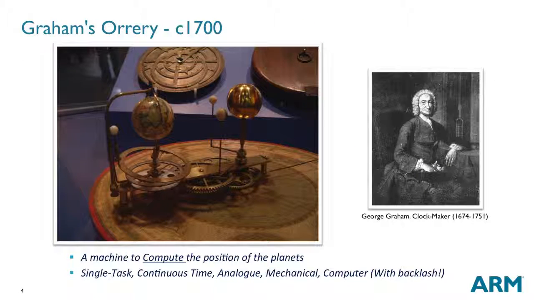Now, I'm going to go back a couple of years, even before I was born, to look for a moment at, if you like, computers prior to electronics, because they used to exist. Here we've got Graham's orrery, which of course you can look at today and say it's an interesting piece of mechanics. But actually it's computing. It's computing the position of the planets, not terribly accurately perhaps, but much, much better than having to sit down and work out mathematically where the planets are likely to be, where an eclipse is likely to be, for example.